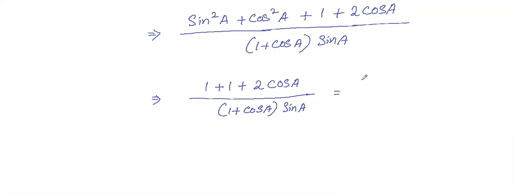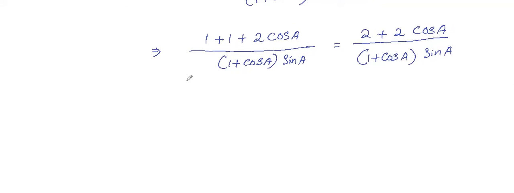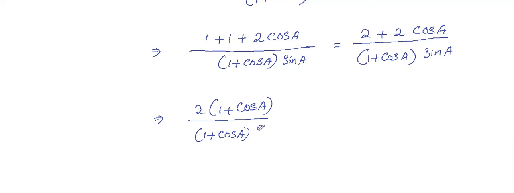So 1 plus 1 becomes 2. So 2 plus 2 cos A divided by 1 plus cos A into sin A. And in the numerator we have 2 as a common factor, so take out 2. If you take out 2, we'll get 1 plus cos A divided by 1 plus cos A into sin A. So 1 plus cos A and 1 plus cos A cancel out, and we have 2 divided by sin A.